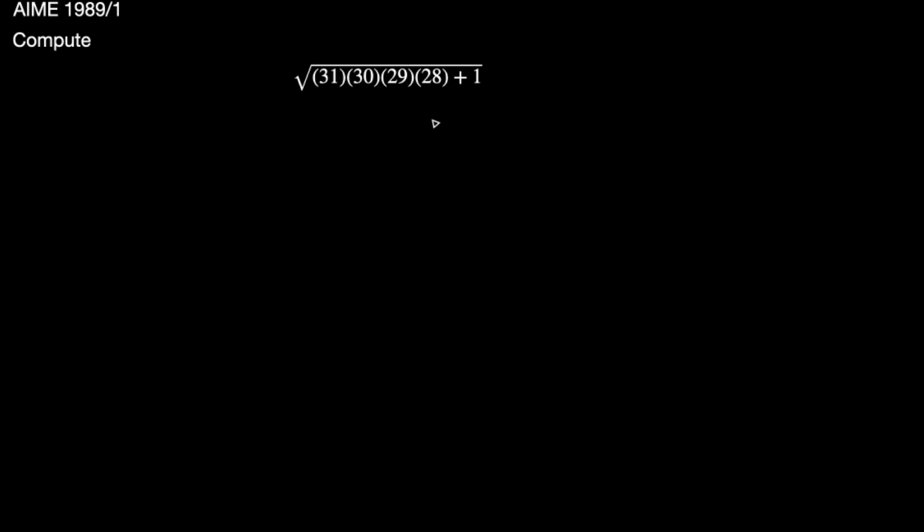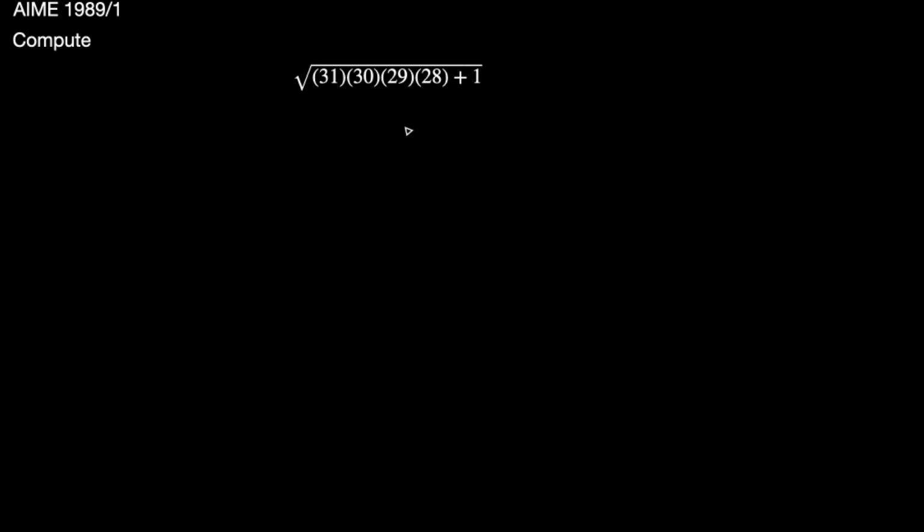So here, notice that we have 28, 29, 30, 31, and we just want to compute the value of the square root of that plus 1. You could expand this, multiply it out, add 1, and take the square root, and that would be okay, but you wouldn't learn anything from that, right? So instead, since this is an arithmetic progression, we're going to substitute a variable for a constant.